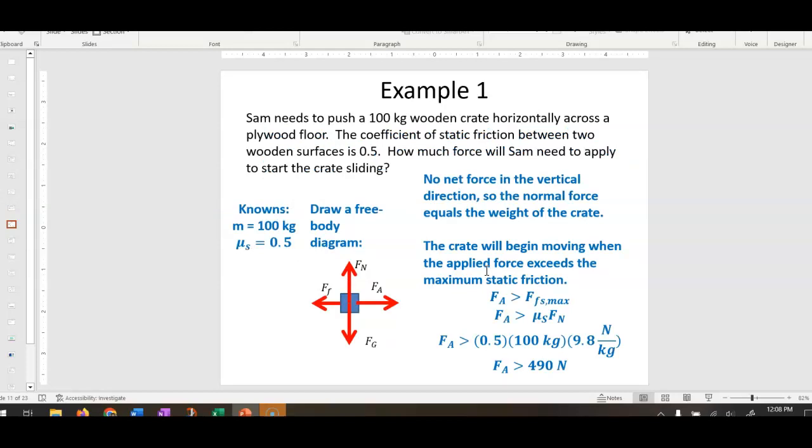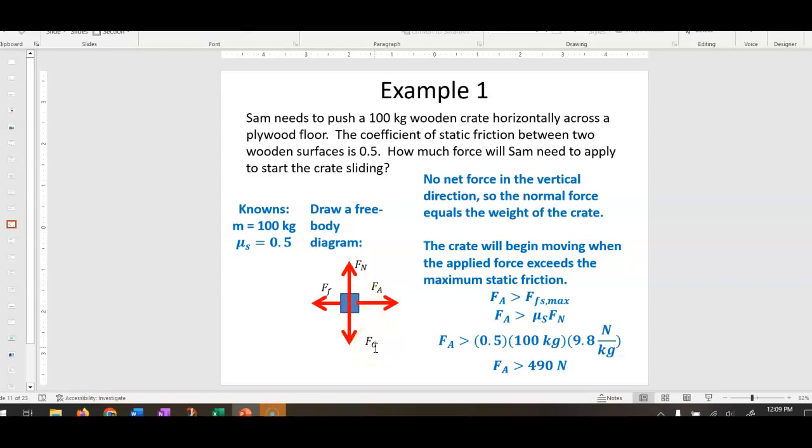Here's an example of that. Sam is pushing a wooden crate horizontally on a plywood floor, and they're telling us the coefficient of static friction, that's the mu sub s, is 0.5. And we want to know how much force Sam would have to apply to make the crate start sliding. Now in the vertical direction, the crate is not moving up or down. So we know that in this direction, the net force is 0. Therefore, the normal force is equal to the weight of the crate.